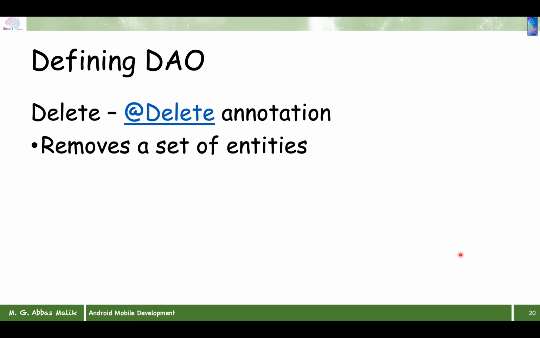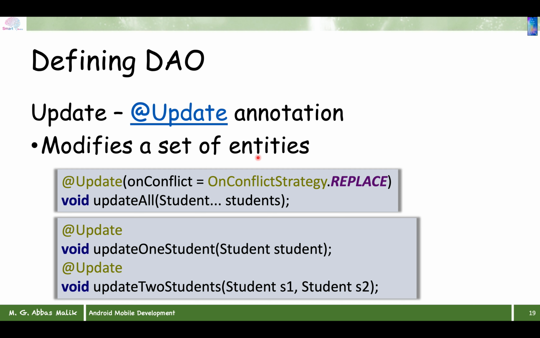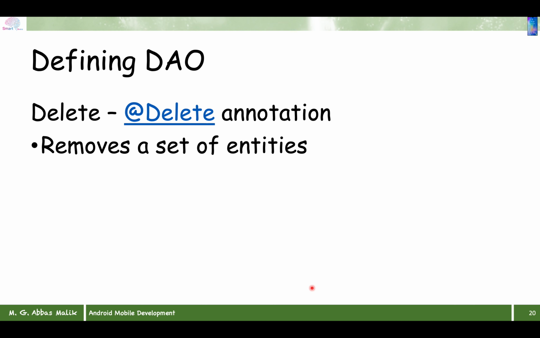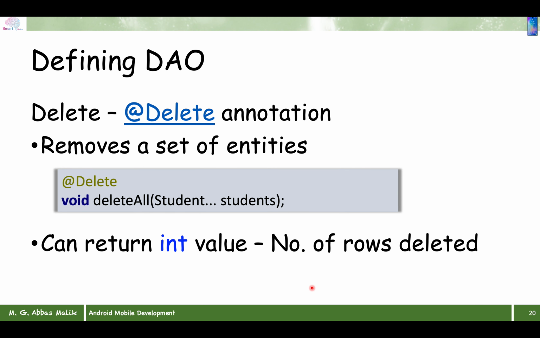And the other thing is, if we look at the @Update or @Insert, they can also return long values. Insert and update can return a long or an array of long values, which represent, in terms of update, which specific record with this primary key ID has been updated. If it's only one student, it will return that specific row ID as a long value. If there are multiple, it will return the IDs in the form of an array of long. So we can return some values as well.